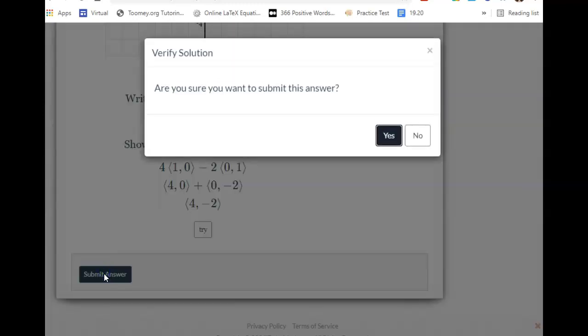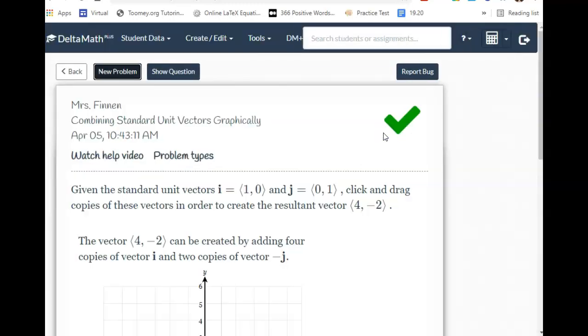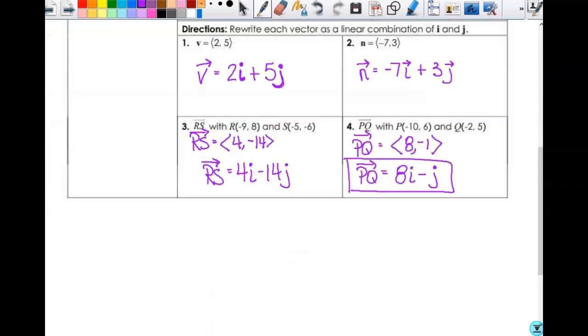Okay, so I wanted to make sure that you knew what was happening in Delta Math and on your notes there. So make sure that you get your discussion question done and work on the Delta Math from yesterday if you haven't already finished that, and then your Delta Math assignment for today, and I will see all of y'all tomorrow.